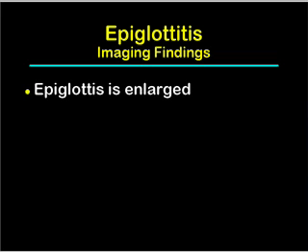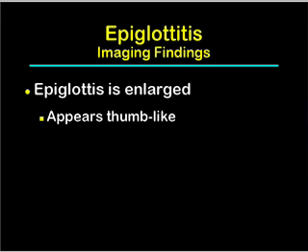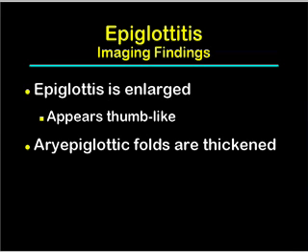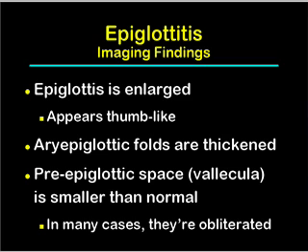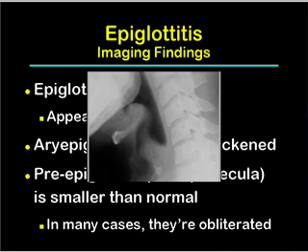The imaging findings are that the epiglottis is enlarged, it appears thumb-like in size, the Aryepiglottic folds are thickened, and the preepiglottic space, the vallecula, is smaller than normal. In many cases, the valleculae are obliterated.